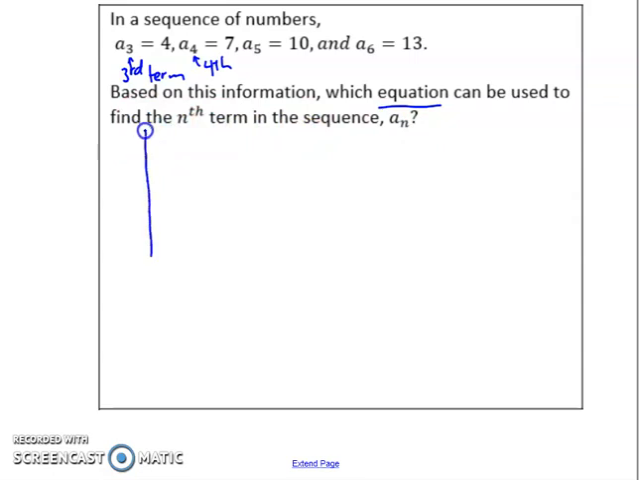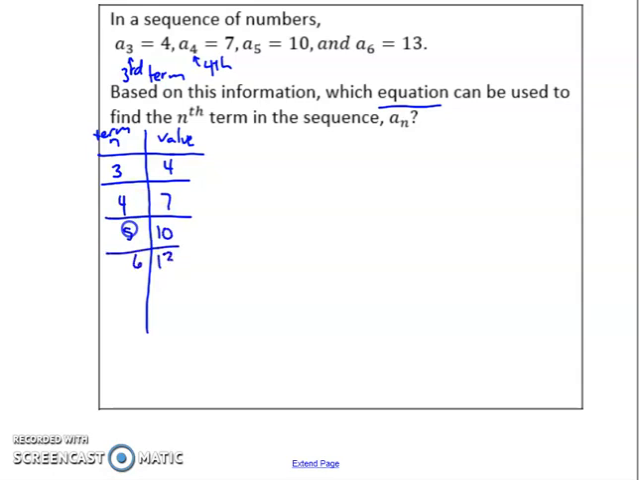All right, so first thing, we're just going to create a quick table here. I'm going to have my term, which is n, and then I have the value of that term. I'm always going to use it based off of what they give me. They start with the third one, so I'm going to start with the third term is 4. The fourth term is 7. The fifth term is 10. The sixth term is 13.